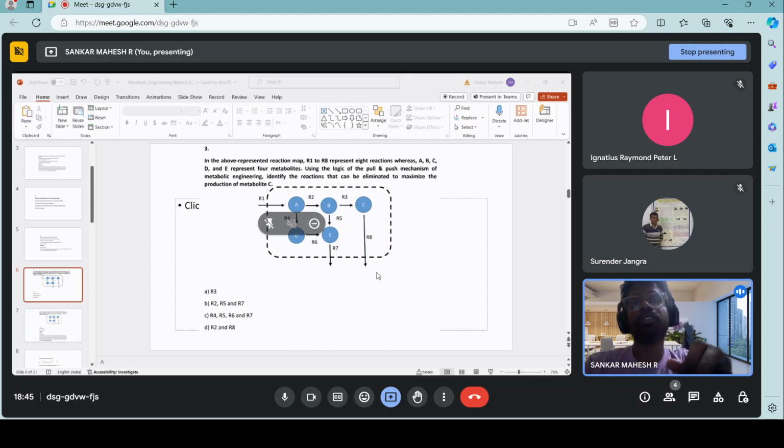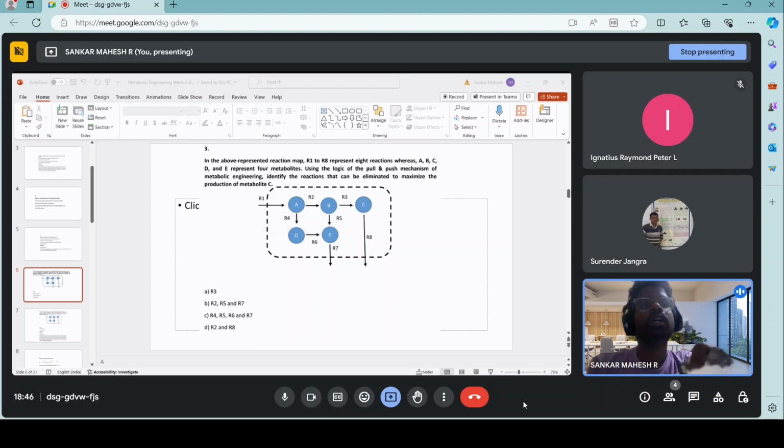So the answer here, rephrasing, is option C, where if you remove R4, it will prevent formation of D. If you remove R5, it will prevent formation of E. So R6 and R7 will no longer exist within the cell itself. So removal of R4, R5, R6 and R7 would enhance the production of C.